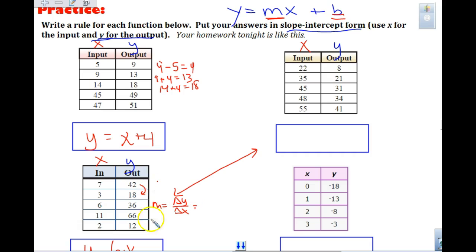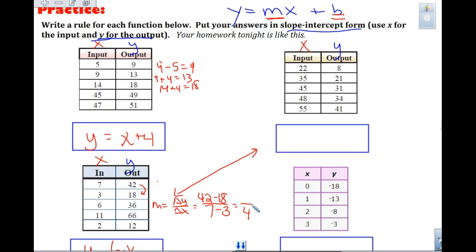Now this is where I had some people going 42 minus 18. What is 42 minus 18? Take out your calculator if you need to. 42 minus 18 over 3 minus, right, so 42. I have to go with 7 minus 3. You see why I can't go 3 minus 7? Okay, I got to make sure these two are the same. So 42 minus 18, what did we get? 7 minus 3 is 4.